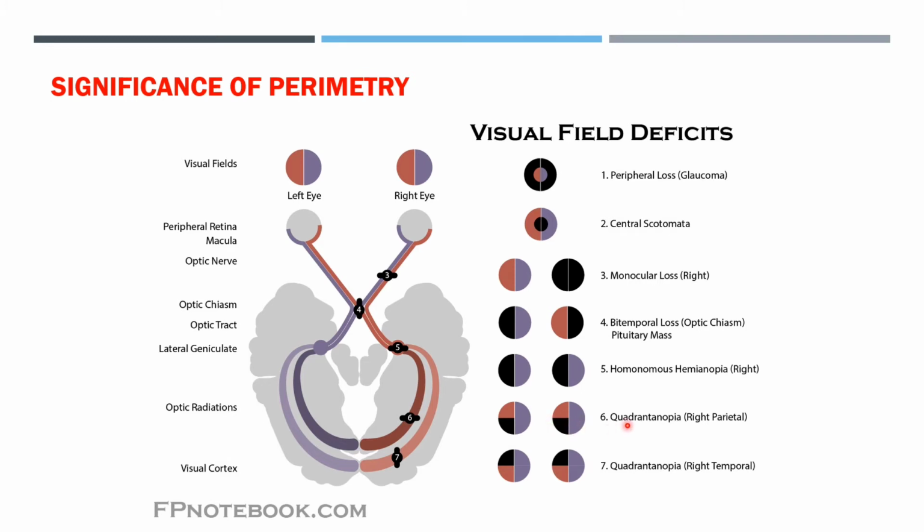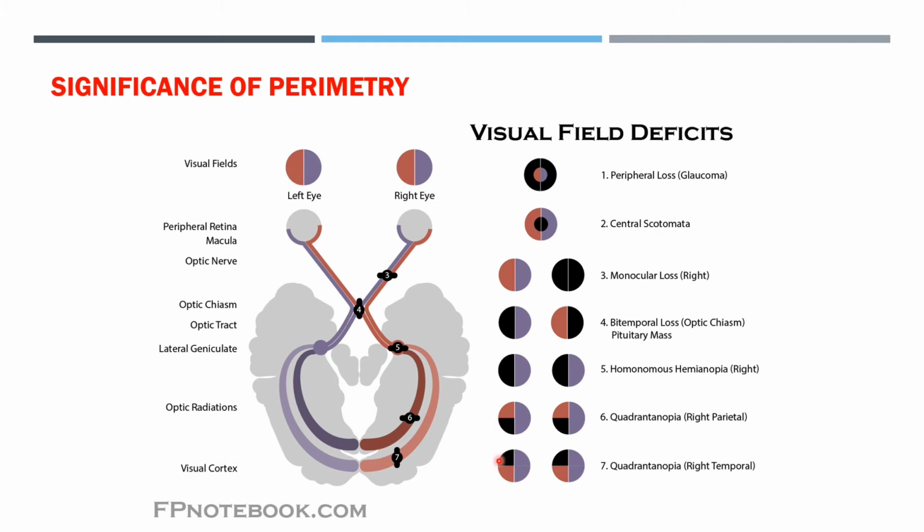So this happens when there is damage to the fibers on the parietal side, or the inner side, of the optic radiation. When the outer fibers of the optic radiation are damaged, then it will result in vision loss in the upper quadrant of the visual field. So again it is called quadrantanopia, but it is on the temporal side. It is also known as pie in the sky. Here it is pie on the floor, here it is pie in the sky.